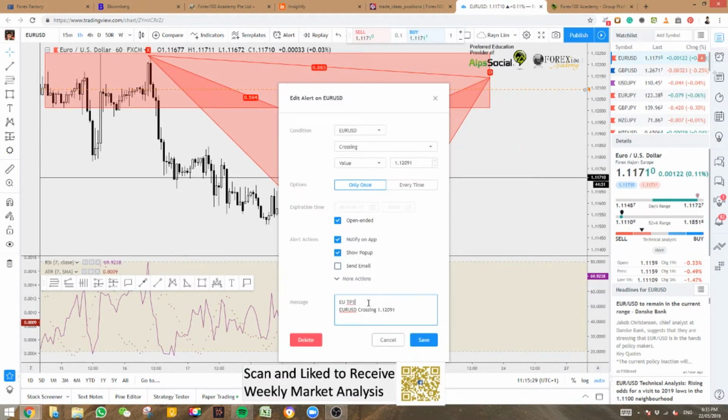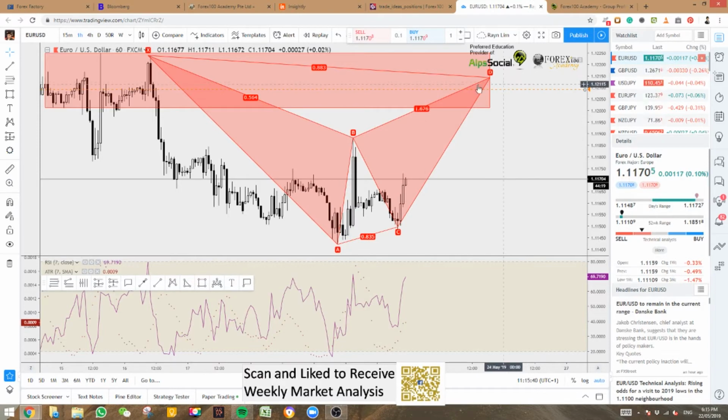Alright, so I'll just change this to 1 hour chart and my secret code for that pattern. Alright, so looking for shorting opportunity over here. Let's see how it rolls out.